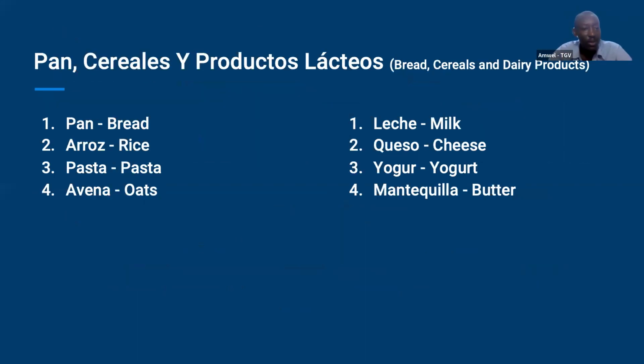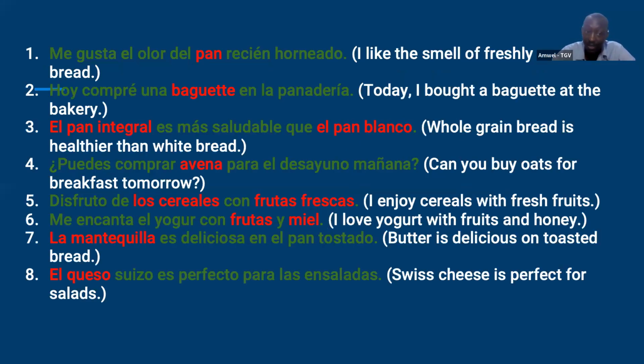All right. Then we also have pan, cereales y productos lácteos, dairy products. So bread, cereals, and dairy products. We have pan for bread, arroz for rice, pasta, and avena. Then for dairy products, we have leche, queso, yogurt, mantequilla. So mantequilla, yogurt, queso, leche. Excellent.